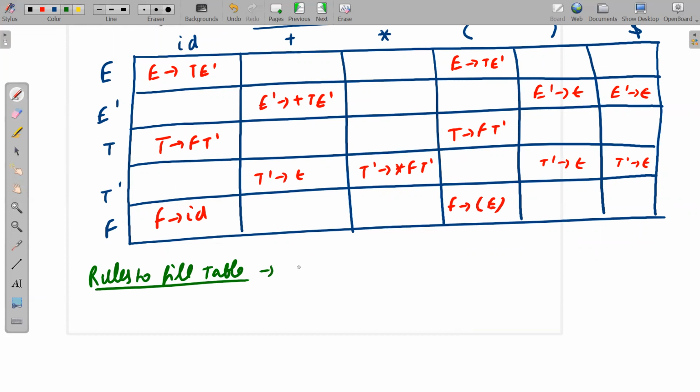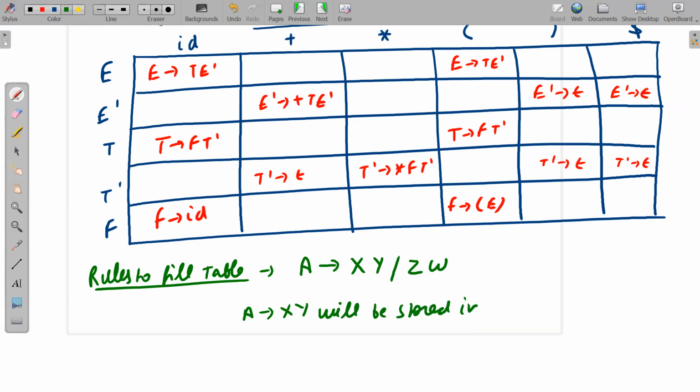Okay. So see, like we have A implies XY and ZW like this. So I will say A implies XY will be stored in those cells which are in the first of XY, entire thing. Okay, because X can go to null also, na? So first of XY, you have to find out first of XY. So in those cells, A implies XY will be stored.